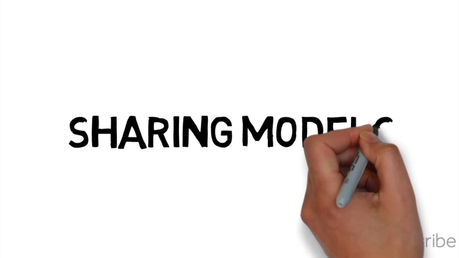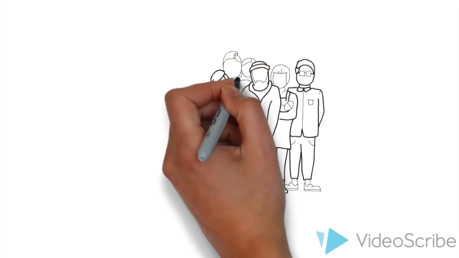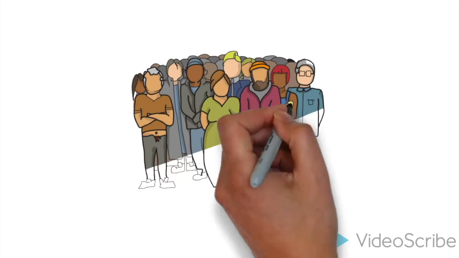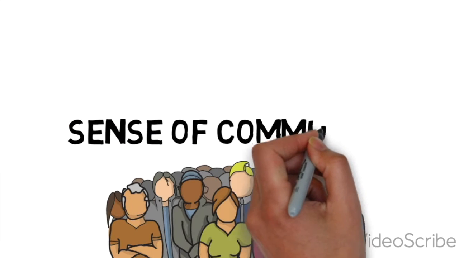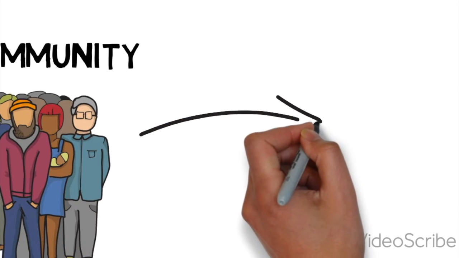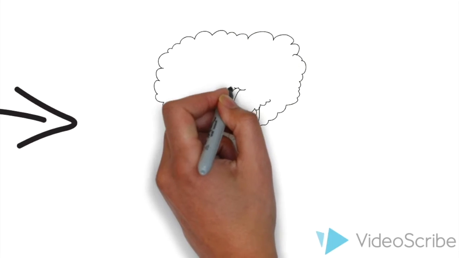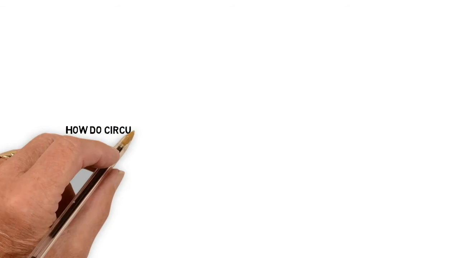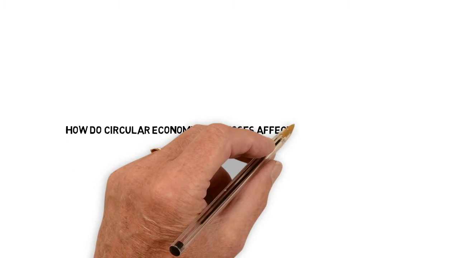Sharing models. Sharing models seek to reduce underutilization of products and thereby support the more efficient use of resources. Sharing models can also contribute to the creation of genuine social capital and to a sense of community. It is generally agreed that these models have the potential to radically transform our consumption patterns to the benefit of the environment.